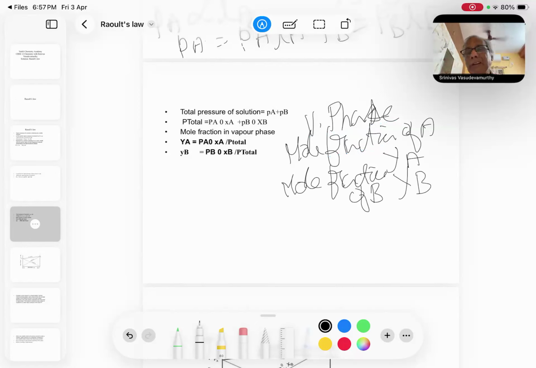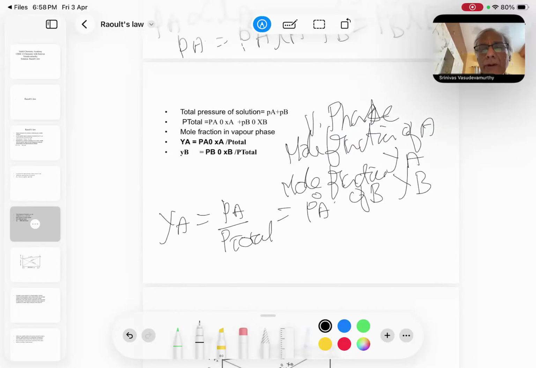Now let us see how it is related. Mole fraction in the vapor phase: YA is equal to PA by P total, or I can write it as P naught A into mole fraction of A divided by P total. That is YA, the mole fraction of A in vapor phase. Same way, YB is the mole fraction of B in vapor phase.